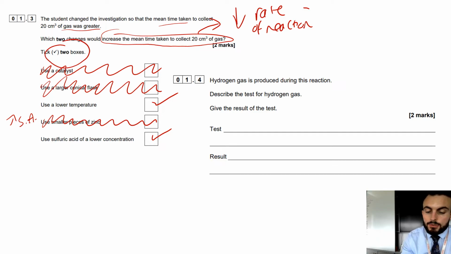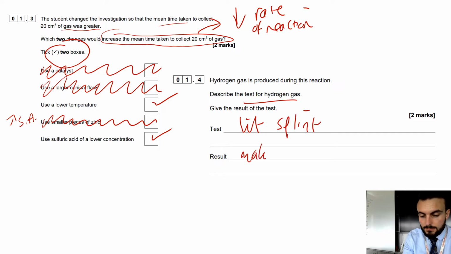Hydrogen gas is produced during the reaction. Give the test for hydrogen gas. This is just one of those ones you need to know. We need to know the 4 gas tests. So for hydrogen, you use a lit splint, and it makes a squeaky pop sound.